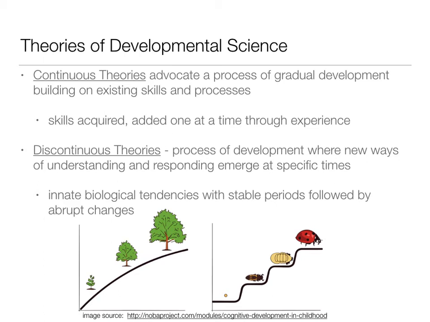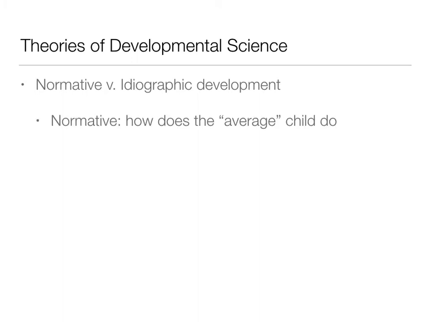For these foundations, this is just giving us the background of how to think about development as we go in and talk about the different kinds and areas of development. Another way we do this is with normative versus idiographic development. Normative is, what does the average child do? When you hear about milestones for children, children talk at this age and they walk at this age, they're talking about normative development.